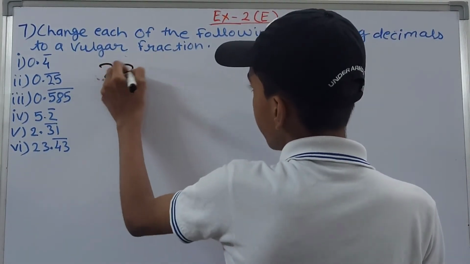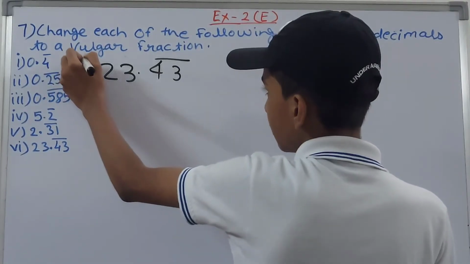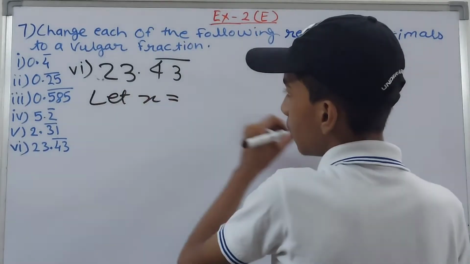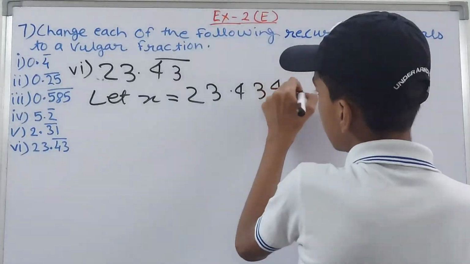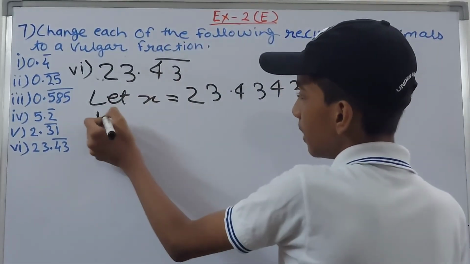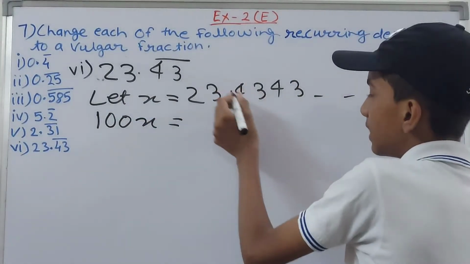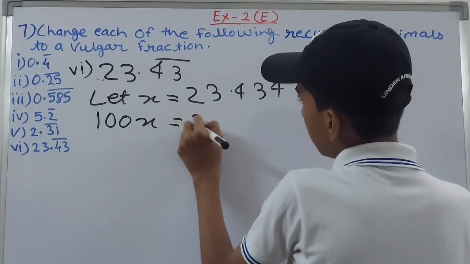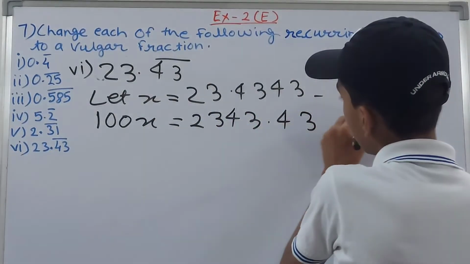This is 23.43 and there's a bar on 43. This is the sixth part. So we can write this as: let x be 23.4343 and so on. Now 2 digits are being repeated, so 100x is equal to, and here the decimal will shift 2 places to the right, so we will have 2343.4343 and so on.